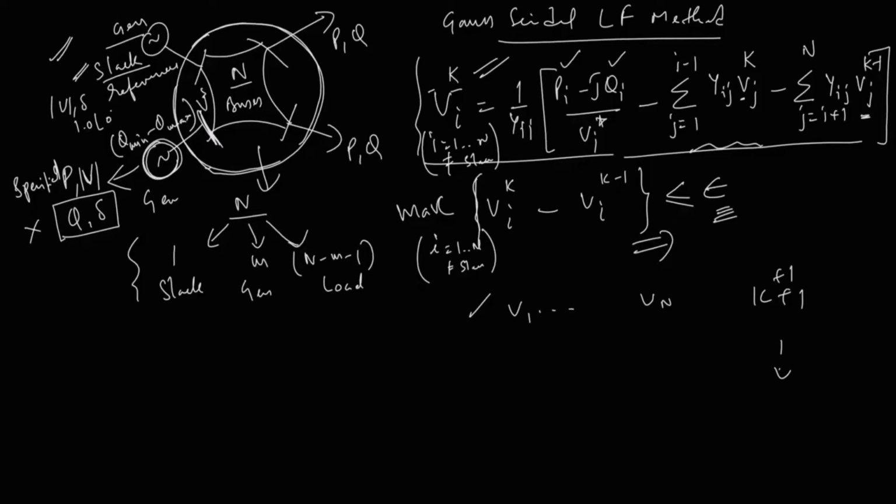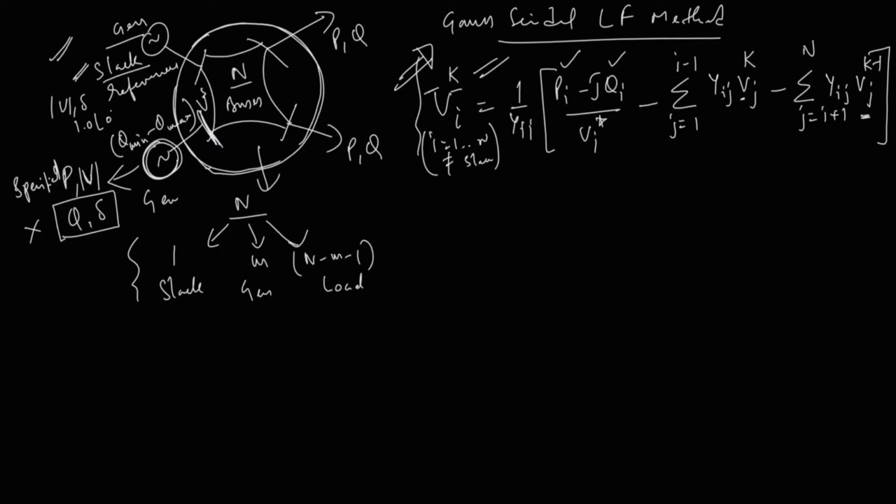So when you are trying to find the voltage at the generator bus, this term is not known. P is specified, but Q is not readily available. If you don't have this quantity ready, you cannot proceed to find the voltage. So what we do is we first try to calculate this Q.